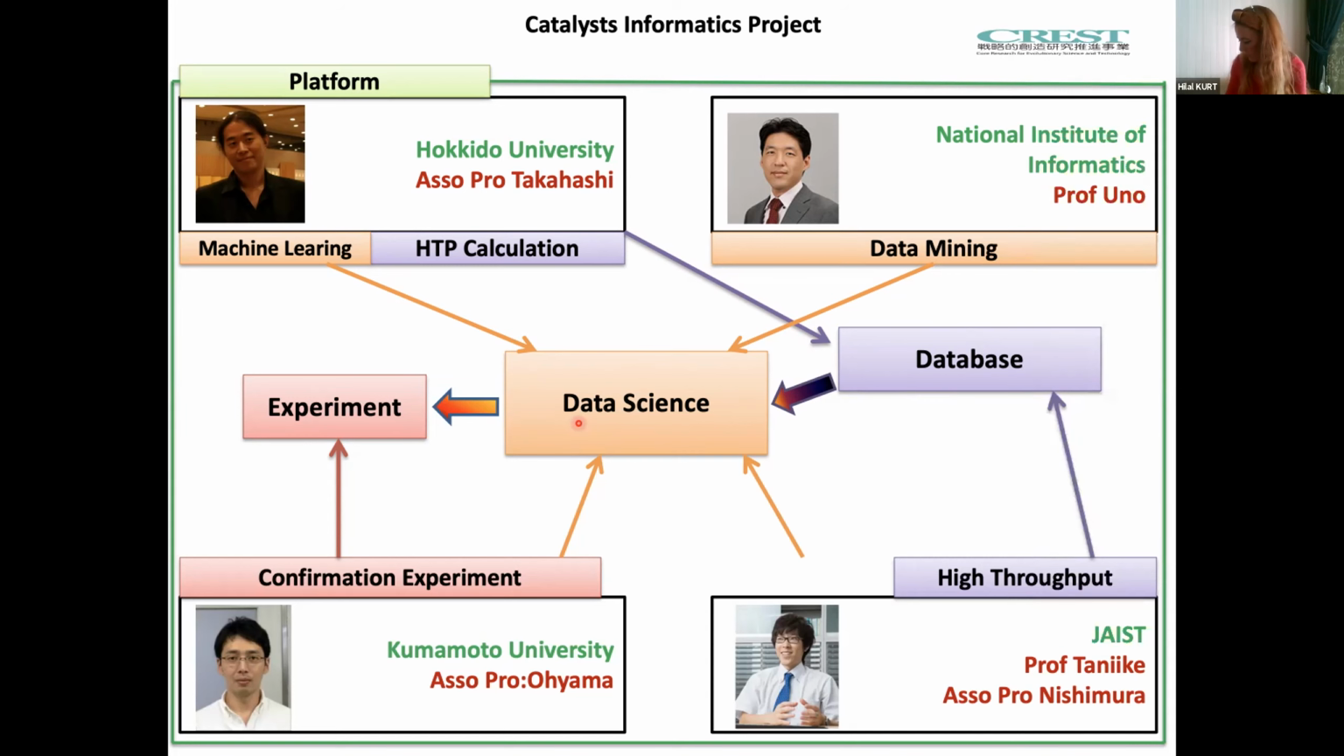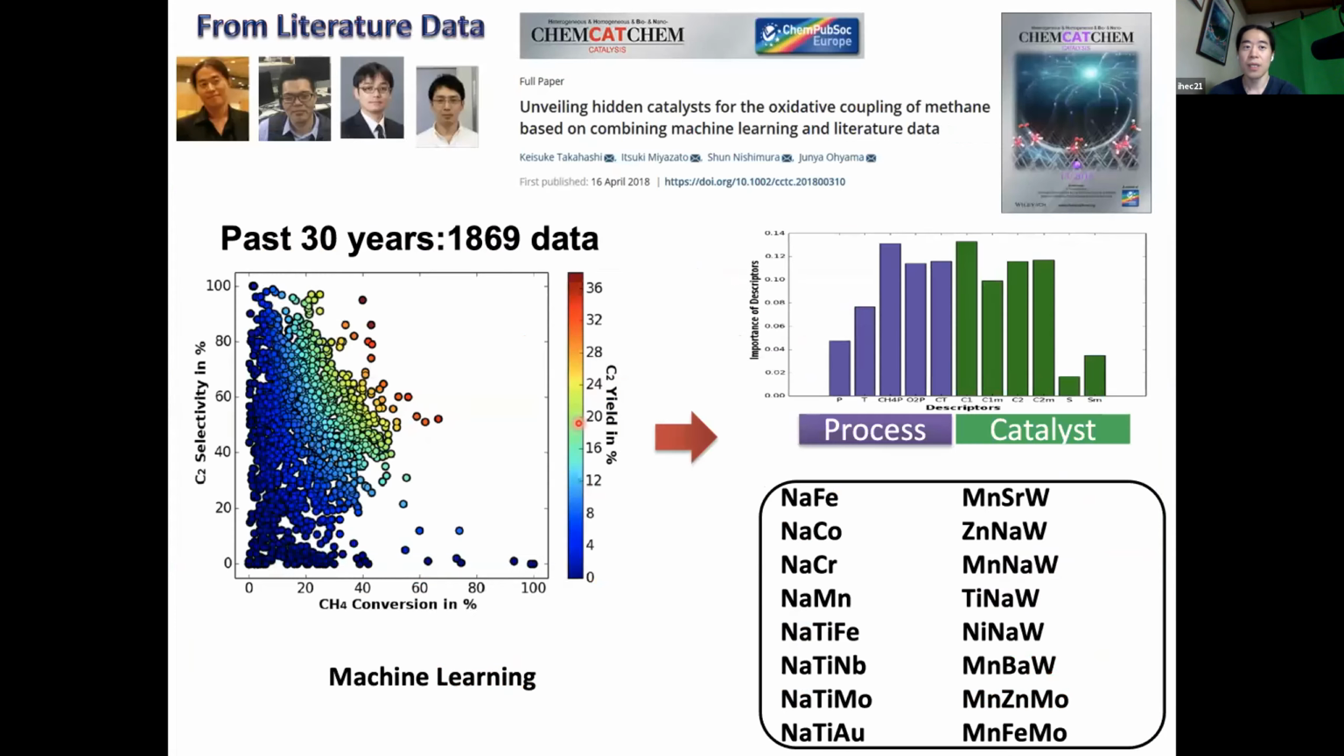So today we're going to introduce what we do in my group. The first thing we have done is work on the oxidative coupling of methane, and we try to predict the catalyst from literature data. I'm collecting the data from academic articles as well as patents. If you look at the past 30 years of articles in this field, we were able to find roughly 1,800 oxidative coupling of methane catalyst data points.